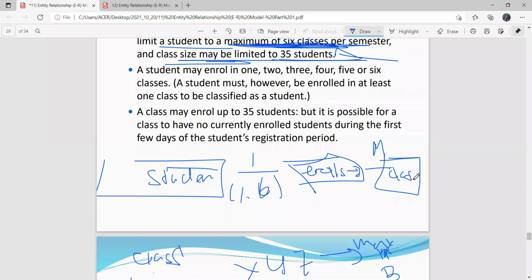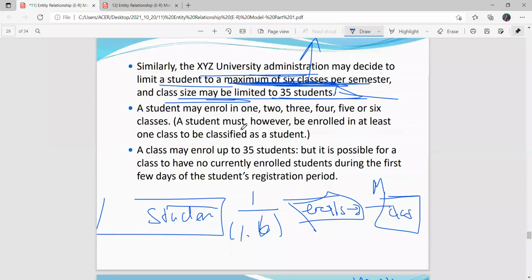Then when we consider the class, what is the minimum number of students in a class? To form a class, what is the minimum number? 1. What is the maximum number? 35. So this is the cardinality of the class.